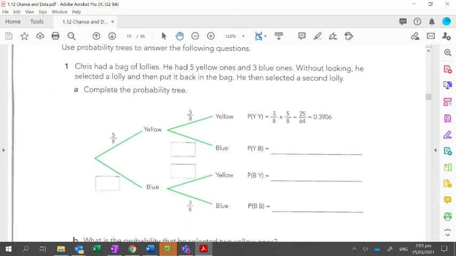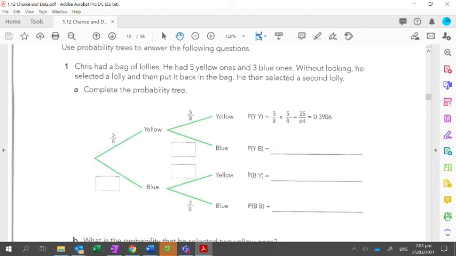So, here we go. This one's very similar. Chris had a bag of lollies. He had 5 yellow ones and 3 blue ones. Without looking, he selected a lolly, then put it back in the bag. Okay. Clearly, Chris has mental issues that we won't go into right now. He then selected a second lolly. So this time, is the bottom number ever going to change from one probability to the next? No, because he's putting it back.